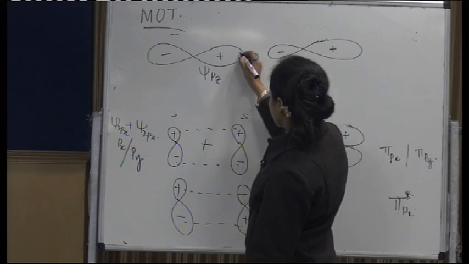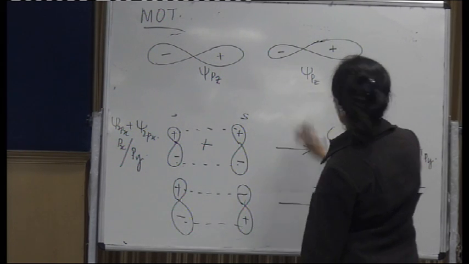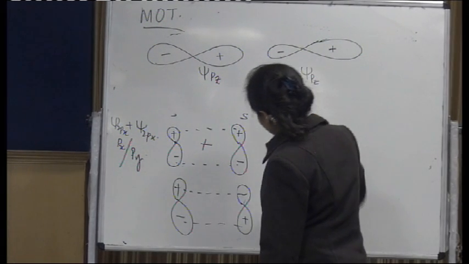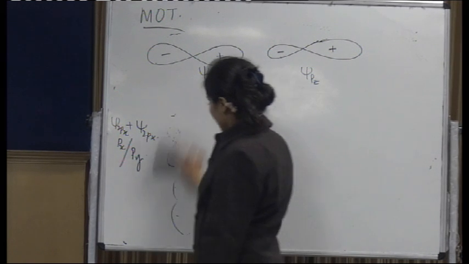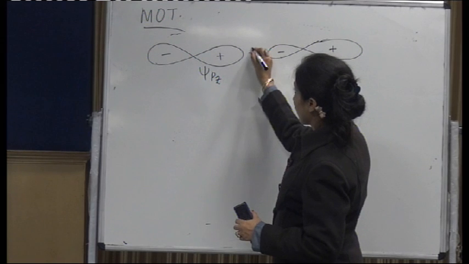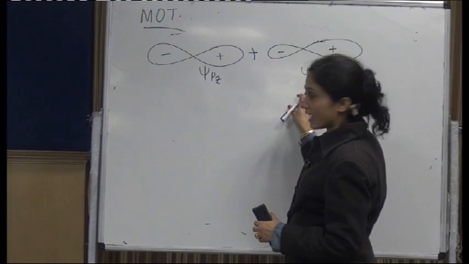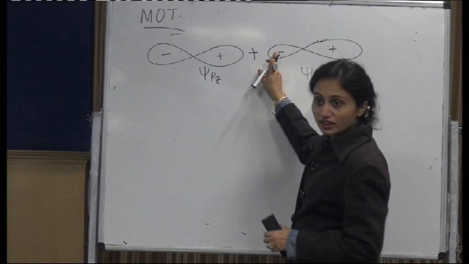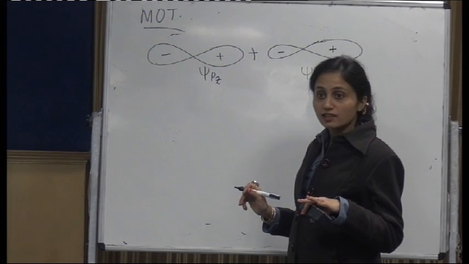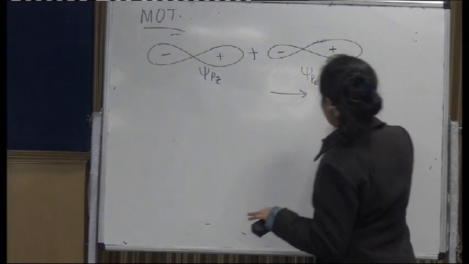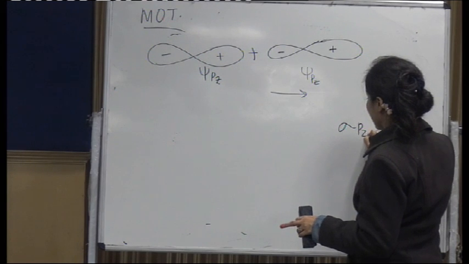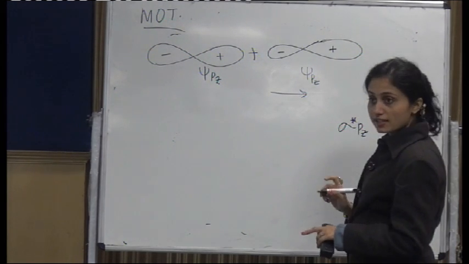Now in this case, PZ plus PZ will give you sigma PZ, but will that be bonding or anti-bonding? That will be anti-bonding. So in this case, your psi of PZ plus psi of PZ, you have positive interacting with the negative sign. And what did I tell you? Whenever a positive interacts with a negative sign, you will always get anti-bonding. So in this case, it will be sigma PZ star, that is sigma PZ anti-bonding.